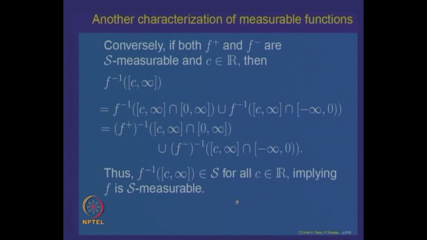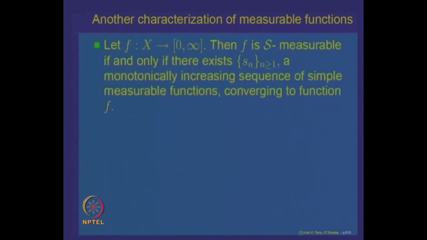So, we have shown that a function f is measurable if and only if its positive part and negative part both are measurable functions. Next, let us look at some more properties of measurable functions. We want to give a characterization of measurable functions in terms of simple functions. So, we start with a non-negative function. Let f be a non-negative function defined on X, taking values in 0 to infinity.